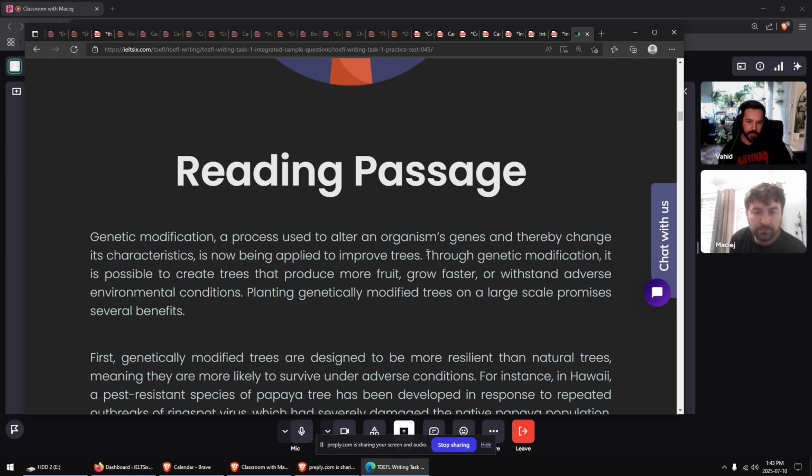And through genetic modification, it means by using it, we can create trees that produce more fruit, so they are more productive, they grow faster, and they can withstand, meaning tolerate or survive, adverse environmental conditions, bad weather, let's say. Yes, I got it. Or, if I would like to, drought.